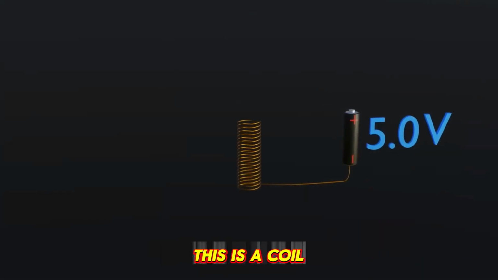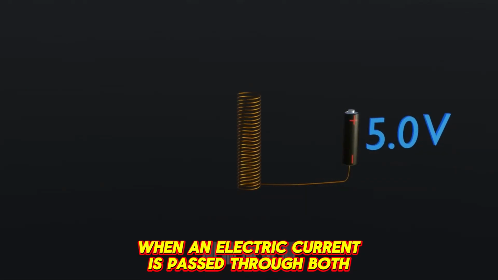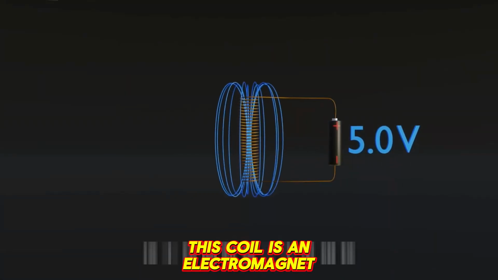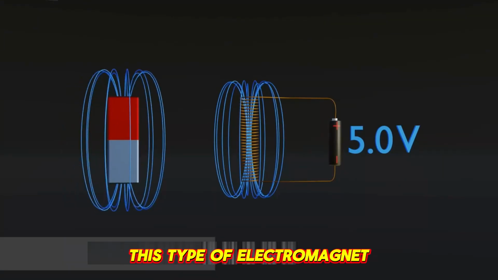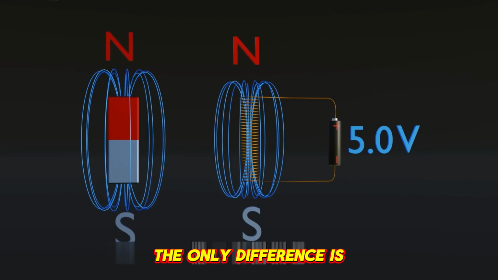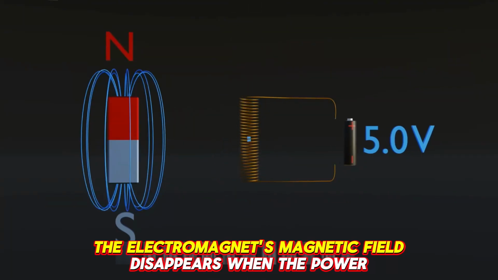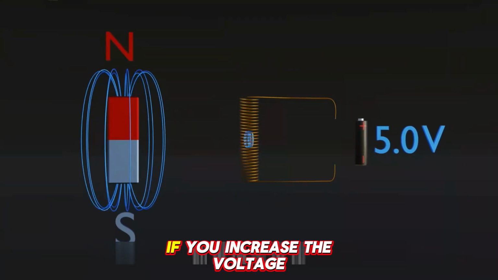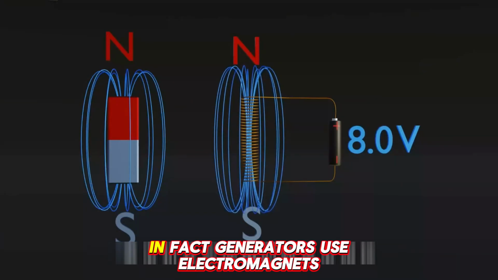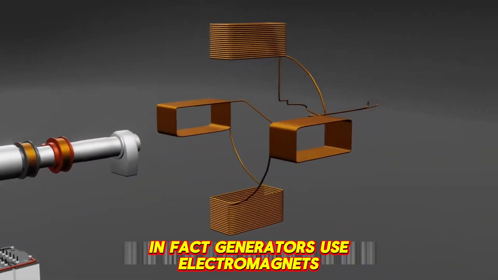This is a coil. When an electric current is passed through both ends, it generates a magnetic field around the coil. This coil is an electromagnet. This type of electromagnet isn't much different from a common bar magnet. The only difference is the electromagnet's magnetic field disappears when the power is cut. If you increase the voltage, the magnetic field will continuously get stronger. In fact, generators use electromagnets.